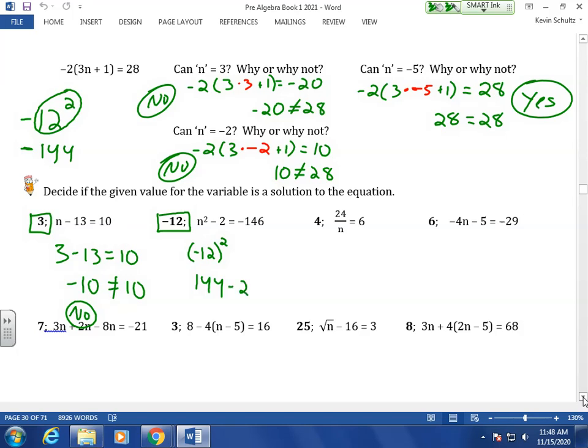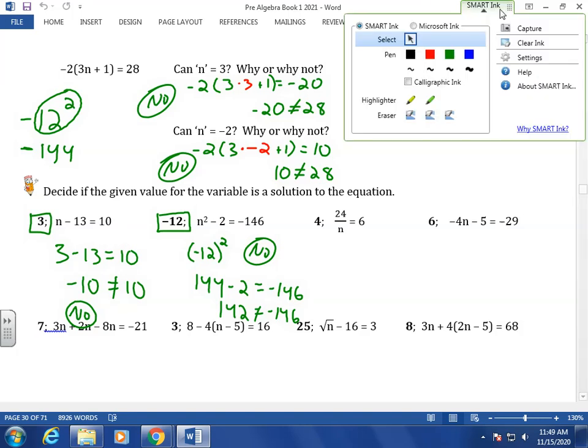So 144 minus 2, is that equal to negative 146? Positive 142 equals negative 146? I don't think so. So no, negative 12 is not a solution for n. Okay, so that's what you are doing for the questions on this page. You are testing the bolded number, plugging it into the equation for n to see if it works. And I need to see the work there.